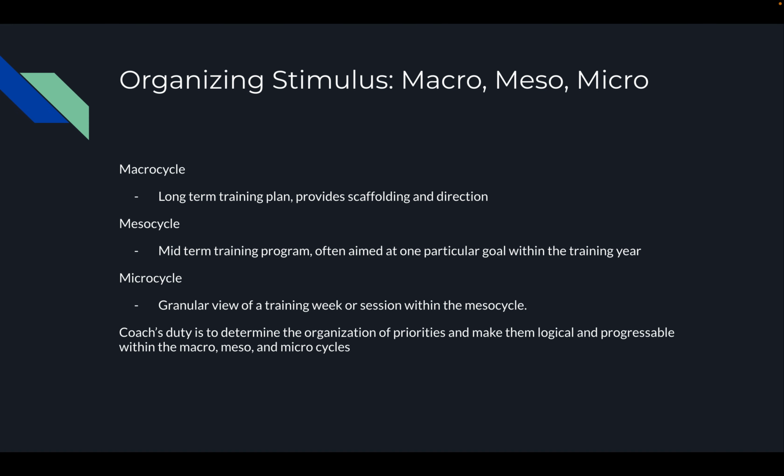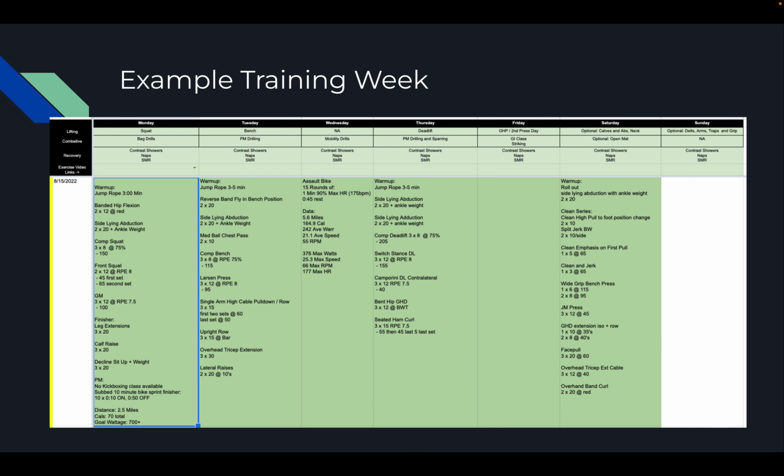Within a training program, we have three sections of time which we organize in a logical fashion in order to create progress, these being the macrocycle or the long-term training plan, the mesocycle, the midterm training plan, and the microcycle, which offers us a granular view of the training week or a section within the mesocycle. The coach's duty is to determine the organization of these priorities and to make them logical and progressible within the macro, meso, and micro cycles.